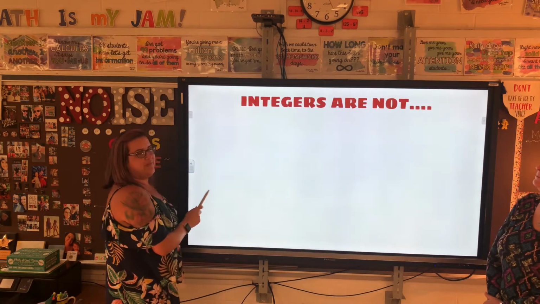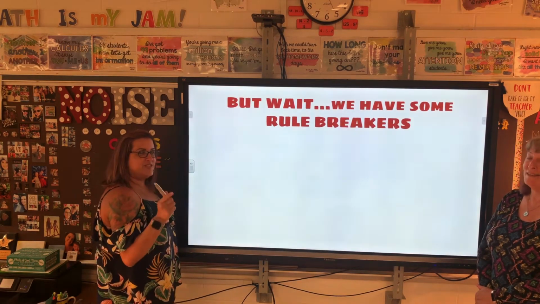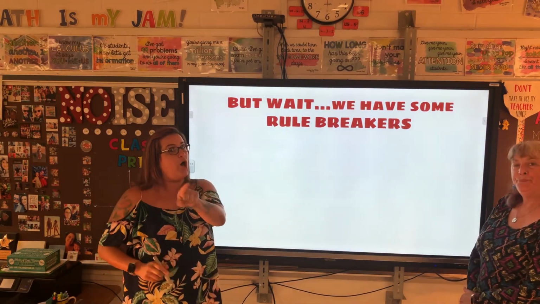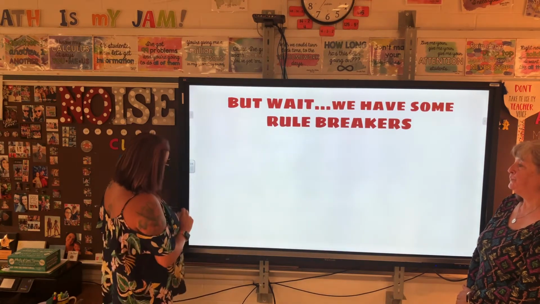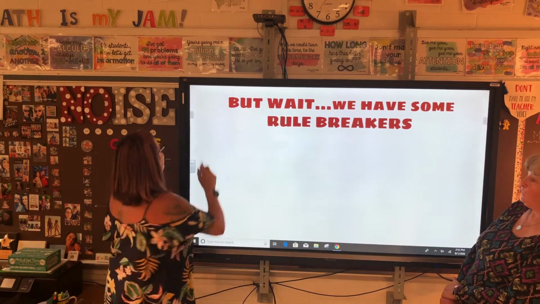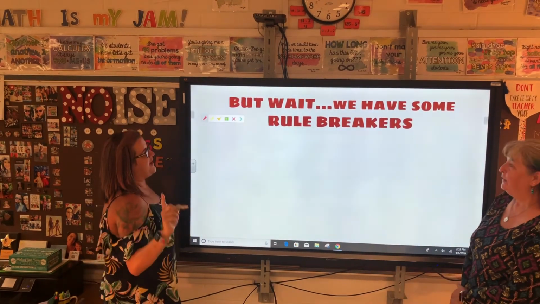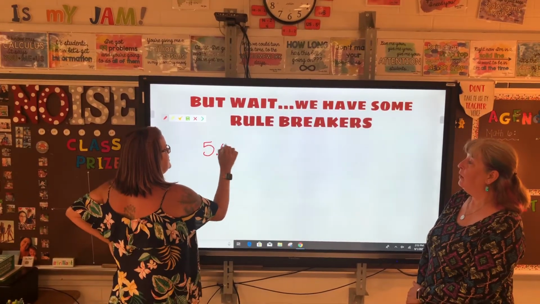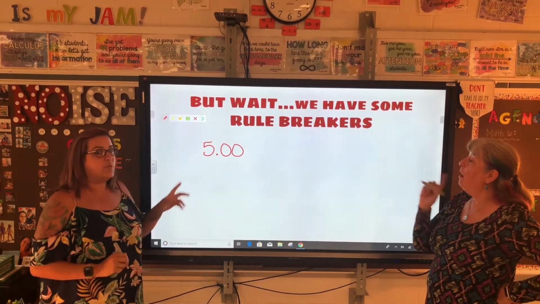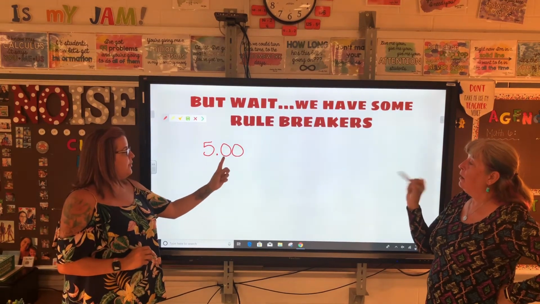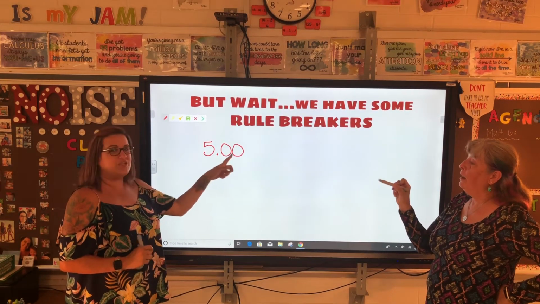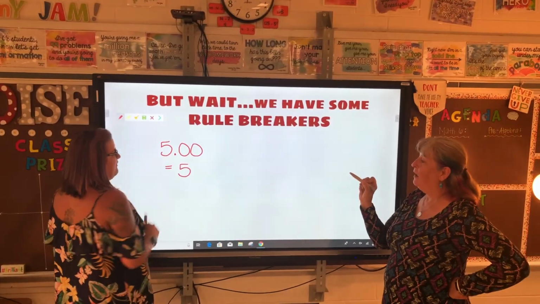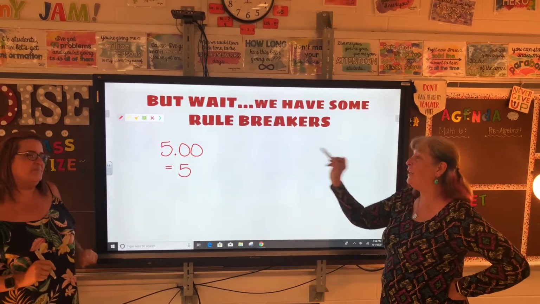Like in life, we have a bunch of rule breakers out there. So, which rule breakers might not look like integers, but really are? All right, so some rule breakers. If I have 5.00, that's real. It's a decimal, right? I have that decimal point, the 10th place, the 100th place. But those are really just placeholders because there's nothing there. So 5.00 would be the same as 5, which makes that an integer. That is a tricky rule breaker.